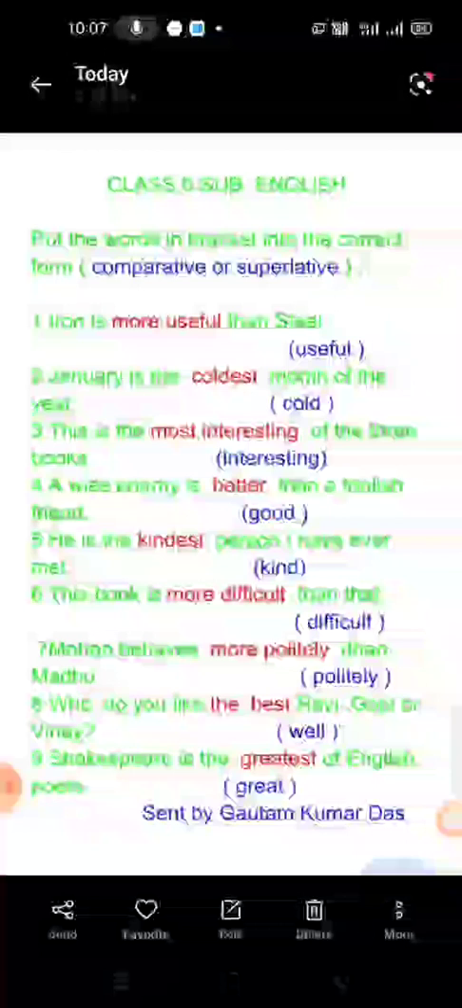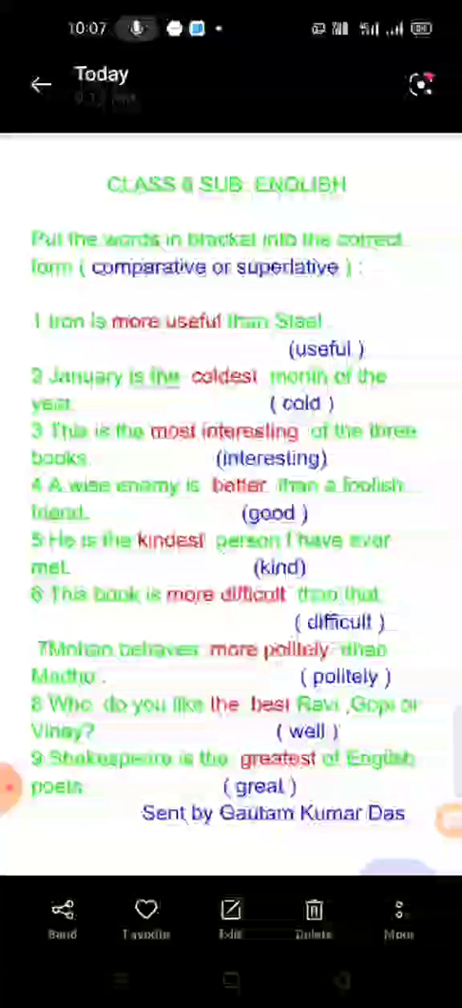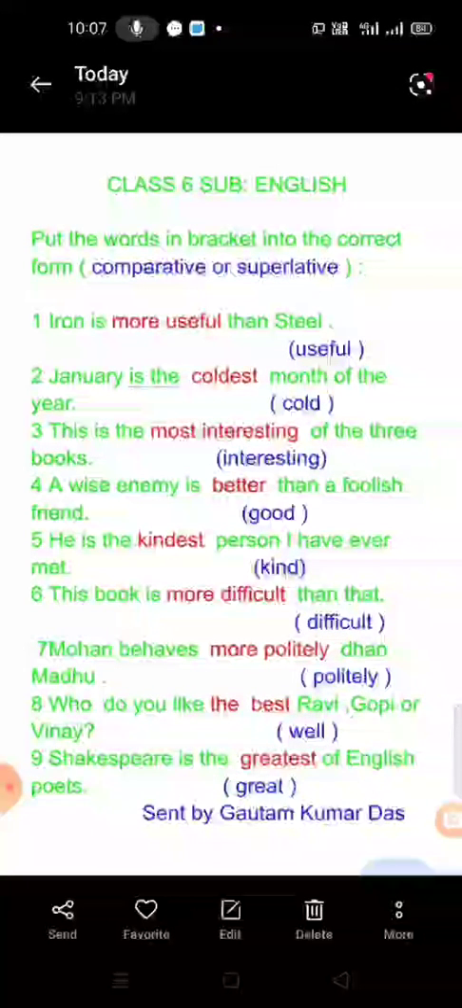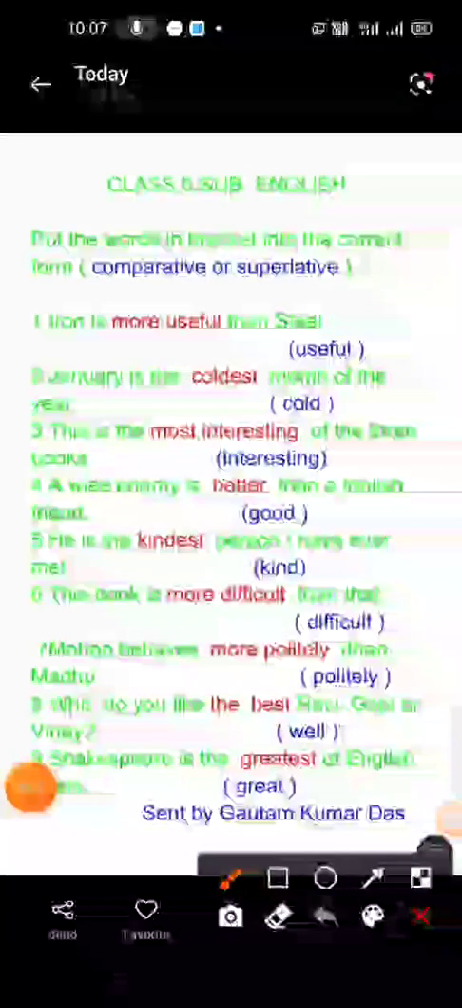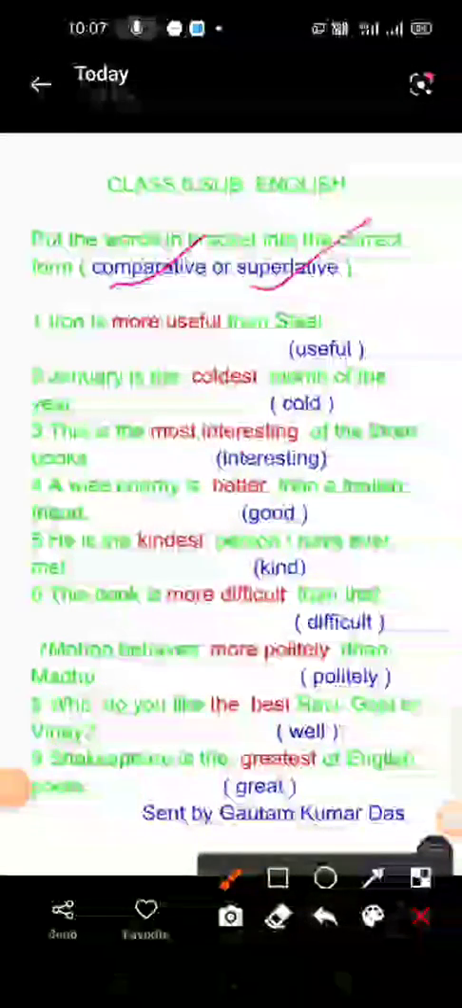Here in this video clip, I am going to teach you about the degree of comparison. Here in this bracket, you have to fill up the right comparative degree and superlative degree. Here is comparative and here is superlative degree. Where will be superlative degree and where will be comparative degree, you have to choose.